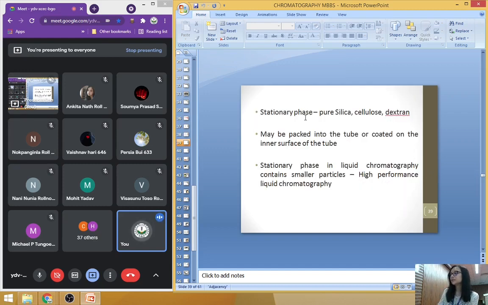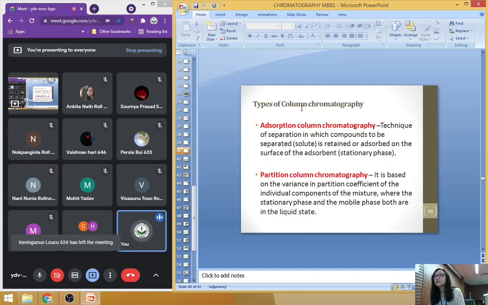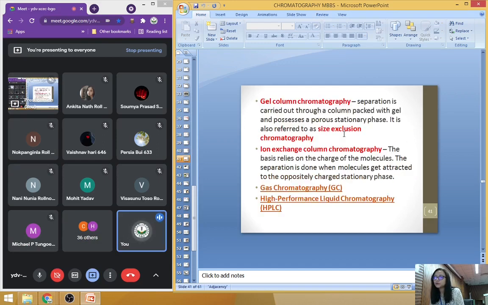So the stationary phase in column chromatography can be made of pure silica, cellulose or dextran. And this can be packed into the tube, or it can be coated on the inner surface of the tube. Okay. So what are the various types of column chromatography? We have adsorption chromatography, partition chromatography, gel column chromatography, ion exchange column chromatography, gas chromatography, and high performance liquid chromatography.